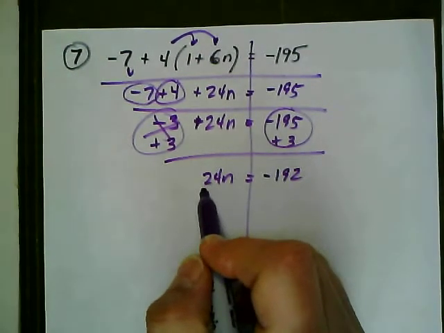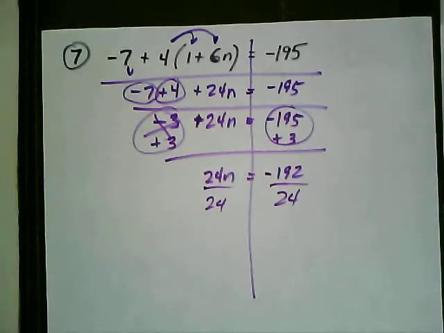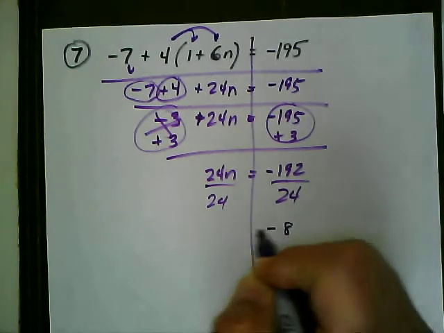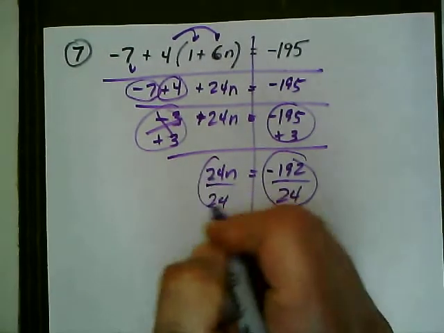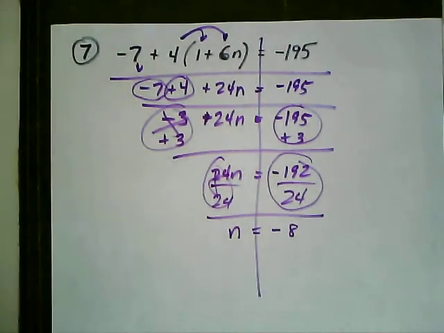Well, we're going to take that and we're going to divide by 24, both sides of the equation. So we're going to take that 192 and we're going to divide that by 24, and it equals -8. Our 24s on that side are gone. We're left with just the n. So our answer is -8.